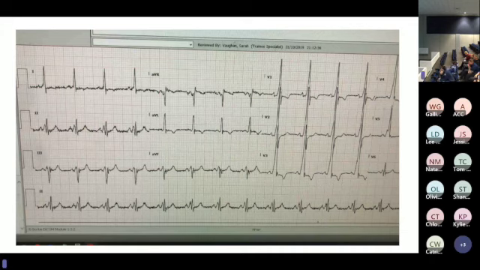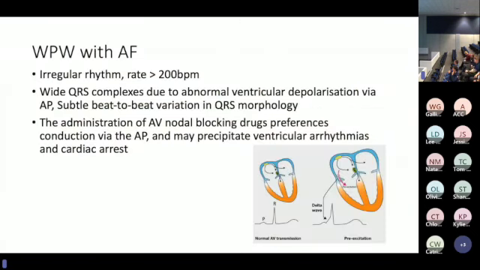So it's not quite tachy, left axis, short PR interval with delta waves in the precordial leads. Suspicious for WPW. And just for anyone who needs a little reminder, Wolff-Parkinson-White with AF is usually very tachycardic, with wide QRS complexes that vary beat to beat. So that's two things that can set it apart from VT.